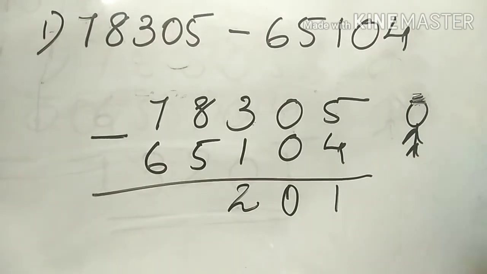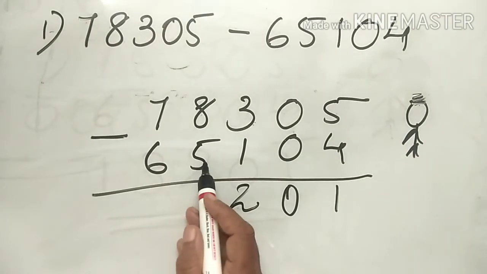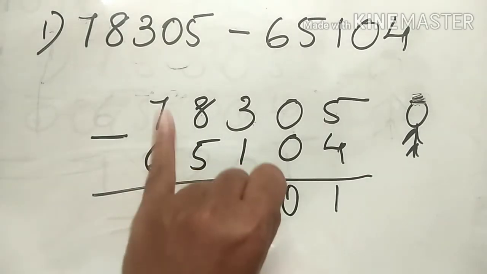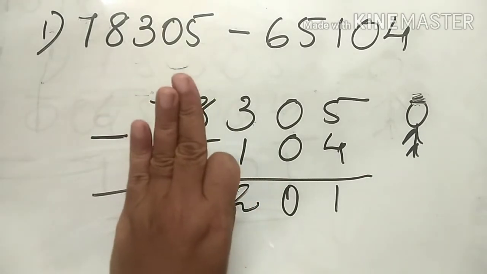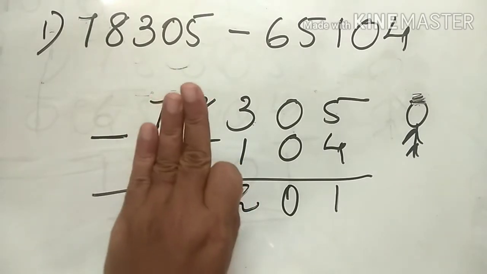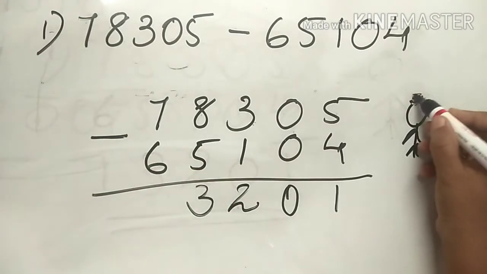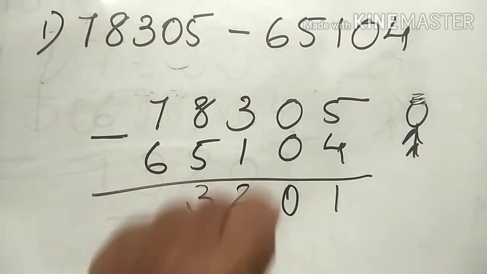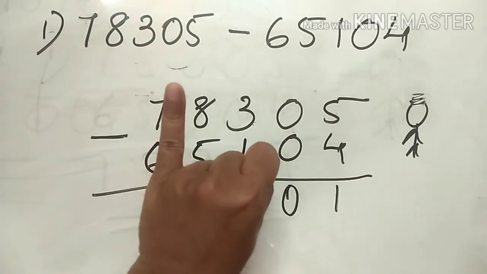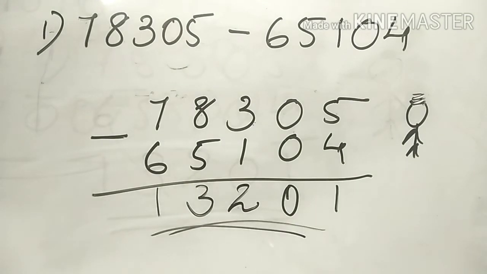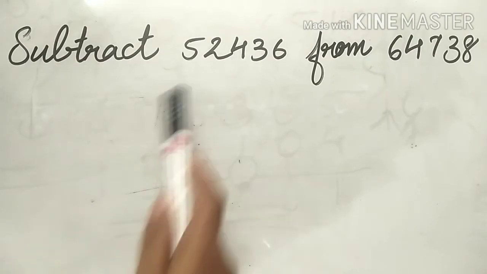Next, 8 minus 5. 8 in your mind. You have to count from after 5 till you reach 8. After 5, 6, 7, 8. So how many fingers? 3. So the answer is 3. Then 7 minus 6. 7 in your mind. After 6, 7. How many fingers? 1. So what is your answer? 13,201 is your answer.